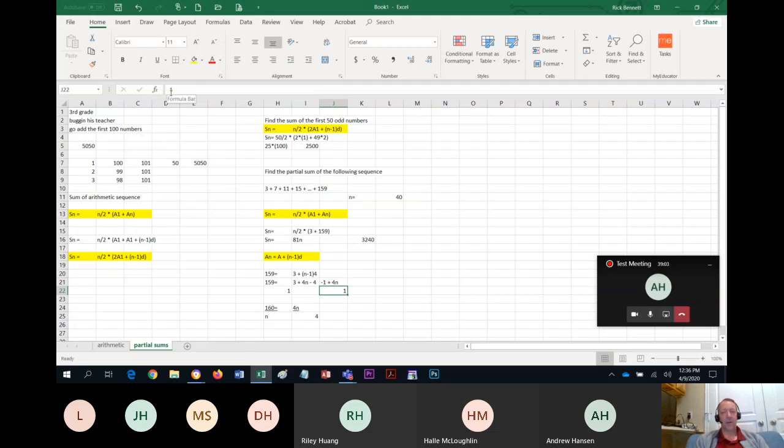So now I can add 1 to get rid of the 1, and it's 4n equals 1 there. Okay? All right. Any other questions on that? So my sum here was 3,240.